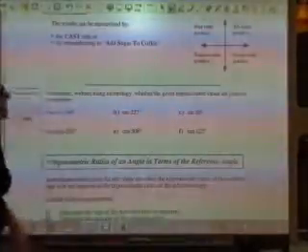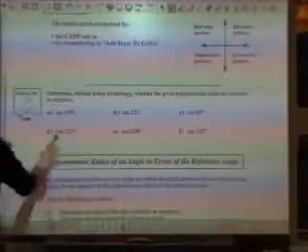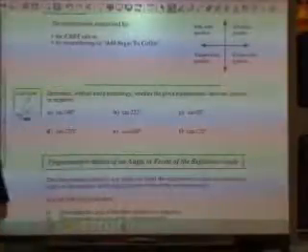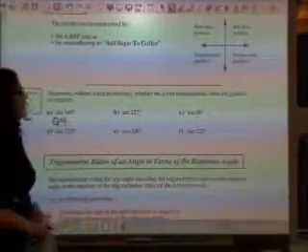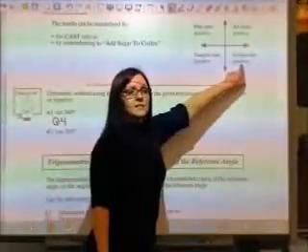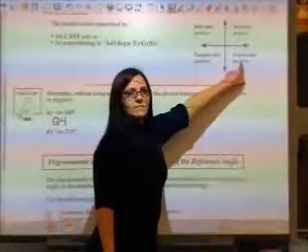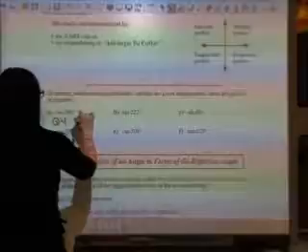So determine without using technology whether the given trig ratios are positive or negative. So sine 340. What quadrant am I in? In the fourth quadrant, what sign is sine? Negative. So sine of a 340-degree angle is going to be a negative value.